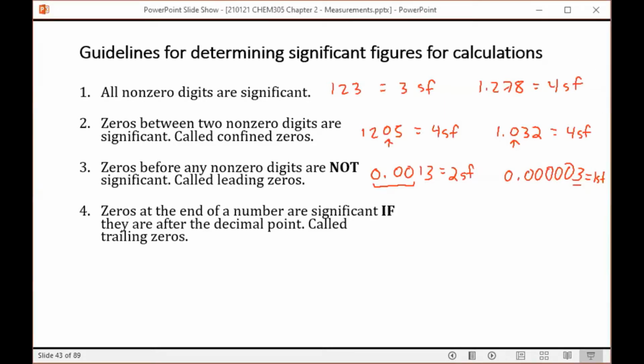The next guideline is about zeros at the end of a number. Zeros at the end of a number are significant if they are after the decimal point, and these are called trailing zeros. So for example, if you have 125.000, because all of these zeros come after the decimal point, they're counted as significant. So this number would have 6 sig figs.